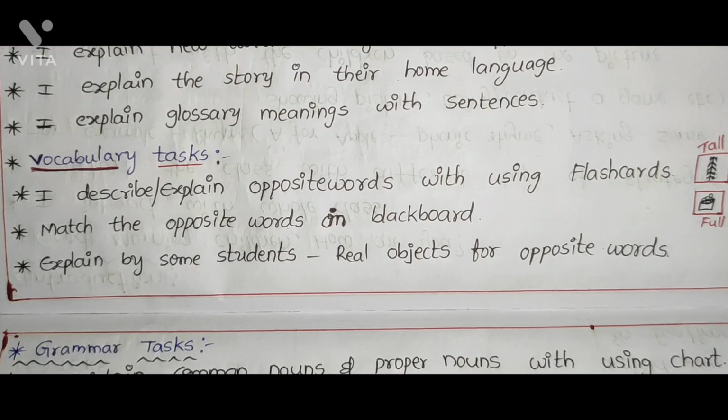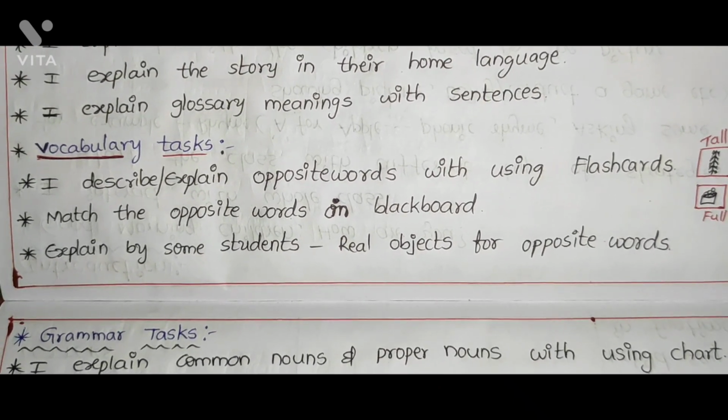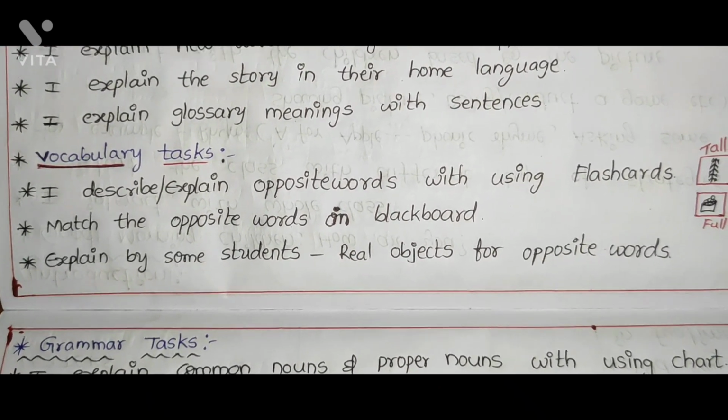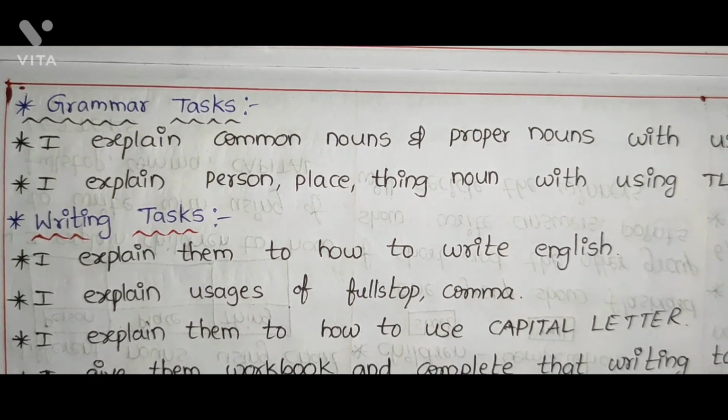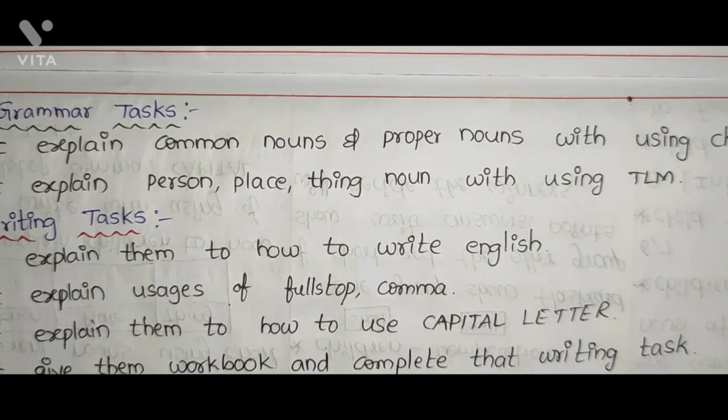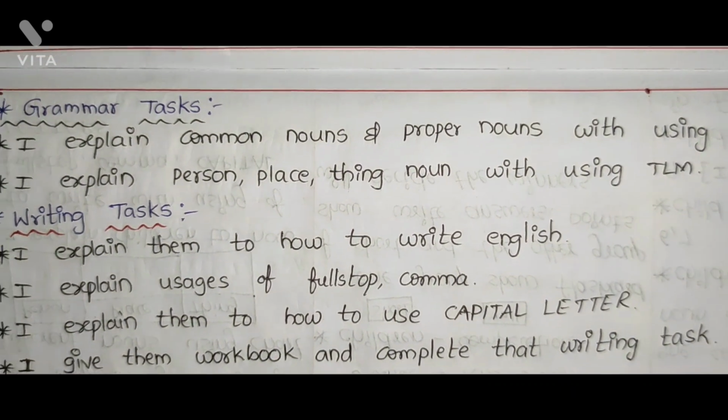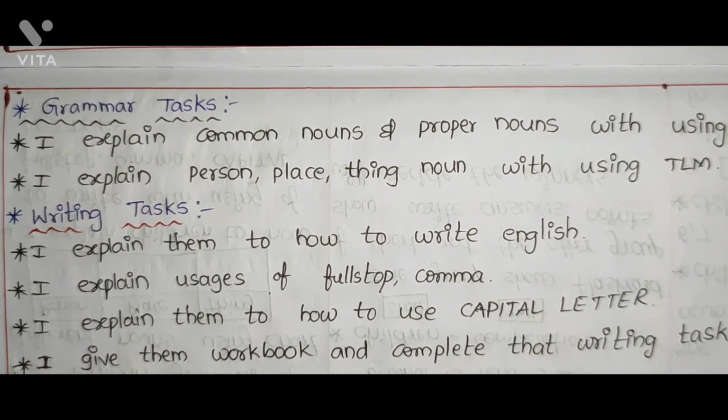Vocabulary tasks. This is the vocabulary task. Next, I explain opposite words with tasks using flashcards. Tall, short. I explain common nouns and proper nouns. The opposite words are shown using the blackboard chart, explained by some students. I explain person, place, real object, thing, noun using words. TLM. This is the grammar task.